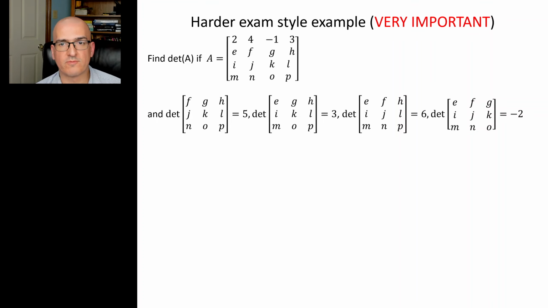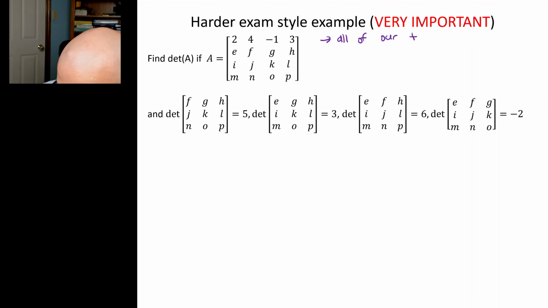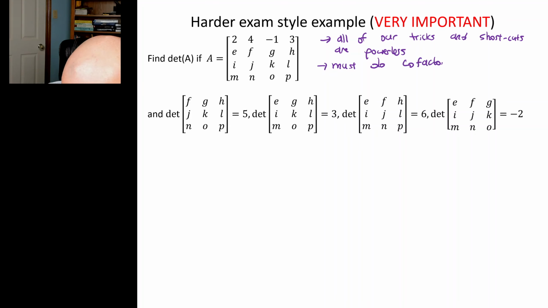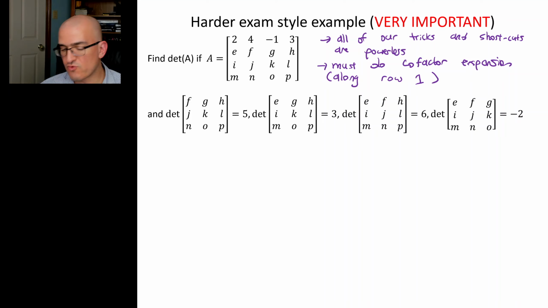So here we go. Cofactor expansion. We're going to expand along column 1. All of our tricks and shortcuts are powerless. Must do cofactor expansion along the dreaded row 1. We can't even be strategic. We can't even pick a good row. We have to do the first row.